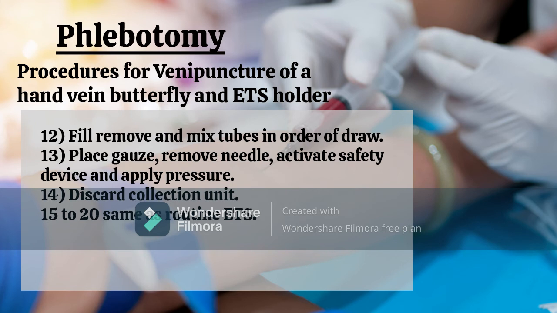Procedures for venipuncture of a hand vein, butterfly and ETS holder. 12. Fill, remove and mix tubes in order of draw. 13. Place gauze, remove needle, activate safety device and apply pressure. 14. Discard collection unit. 15 to 20 same as routine ETS.